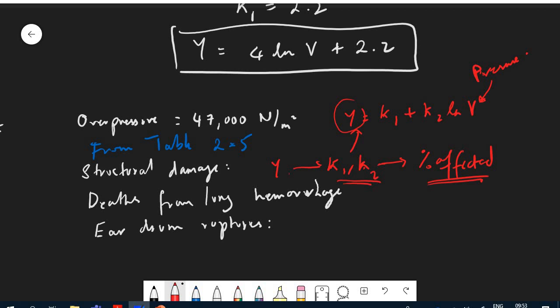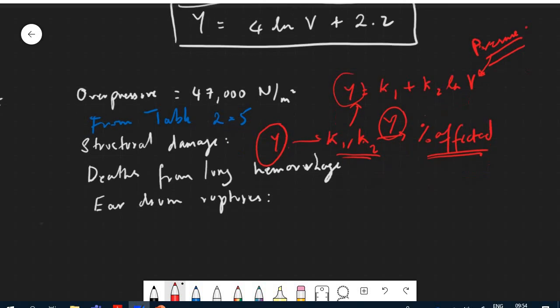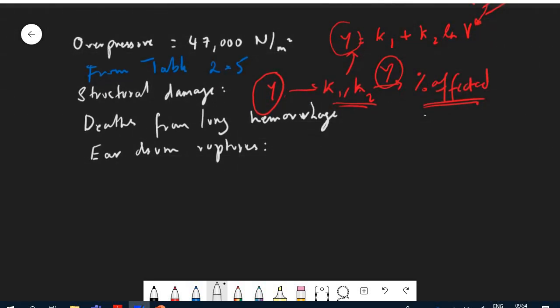Okay, so we already now know how we're going to calculate it. First thing we want to find is Y. But how to find Y? We need K1 and K2, and of course the value of the pressure, which we already have. So we are going to find Y, and by finding Y, I'm going to get the percentage affected. So this is what we are going to do.